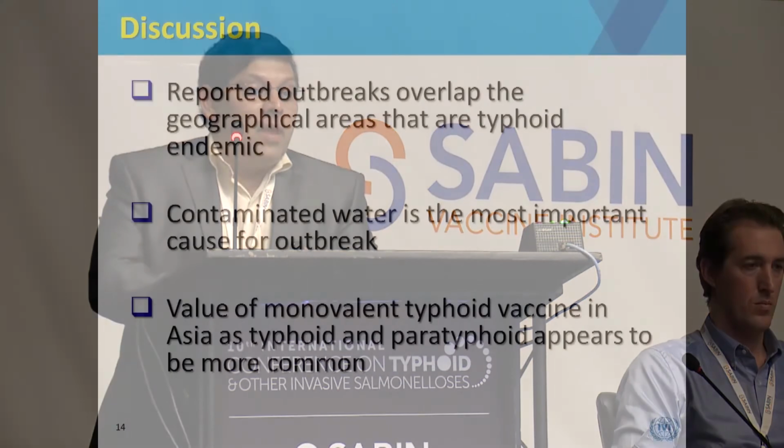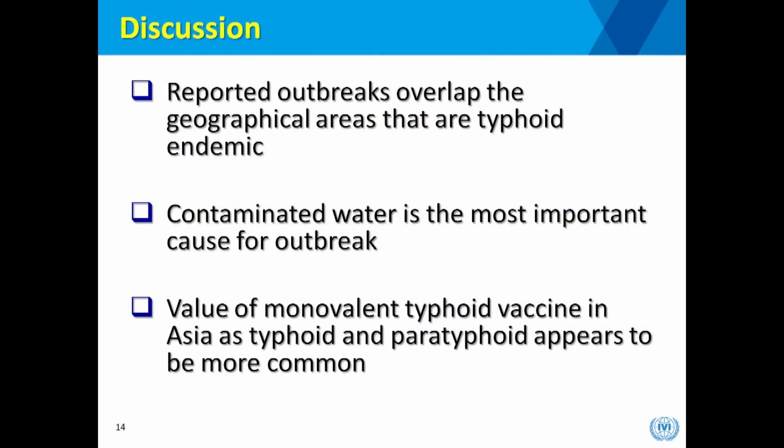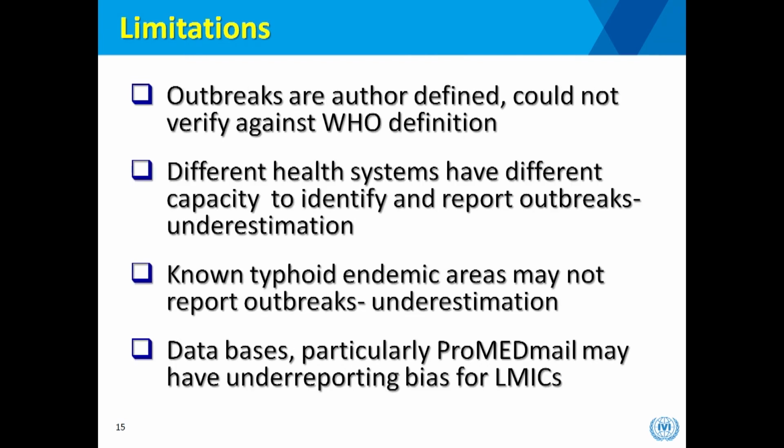So when we look at this geographical location of these outbreaks, they represent many of the regions which we consider as high endemic for typhoid fever. And from the outbreak review, we understand that contaminated water is the main underlying reason for the outbreak. And we see that many of the places, particularly Asia, have both typhoid and paratyphoid outbreaks happening. So at least a bivalent vaccine would be more useful in the Asian region.